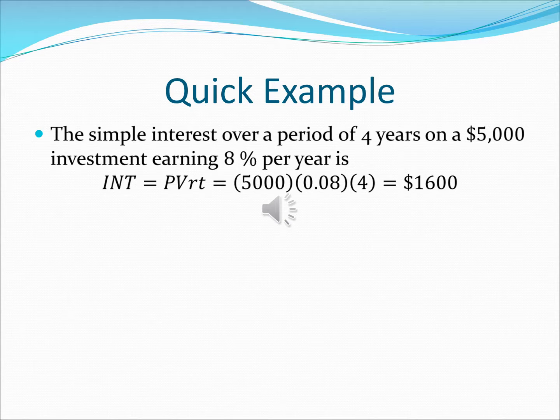Quick example: the simple interest over a period of 4 years on a $5,000 investment that earns 8% per year. What is the simple interest after 4 years? As we said earlier, to calculate the simple interest, I multiply my present value, or my principal, times the rate times the number of years. Therefore, the interest would be 5,000 times 0.08 times 4, and that gives you 1,600.